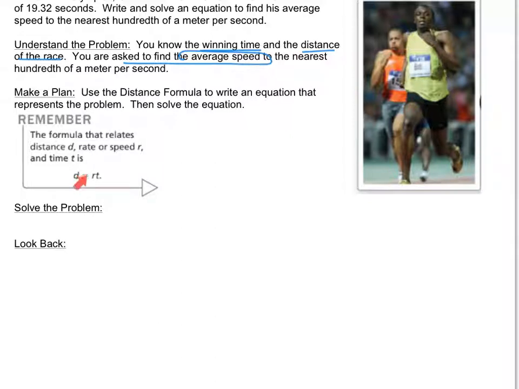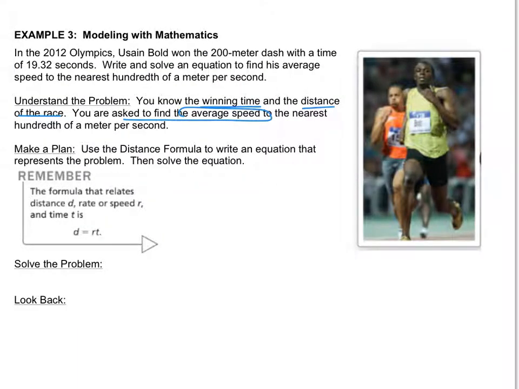So you look at this formula, D equals RT. D stands for the distance, R stands for the rate or the speed, and T is the time. If you go back up to what we know, we know the distance and we know the time. So we can use this formula to find the rate or the speed. So I plug in what I know. I know that the distance is 200, so instead of D, I'm going to put 200, and that's going to be equal to R. I don't know the rate or the speed, so I'm just going to leave it as R, and that's going to be multiplied by the time, which is 19.32.